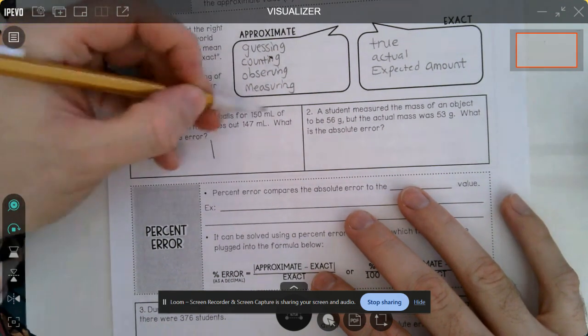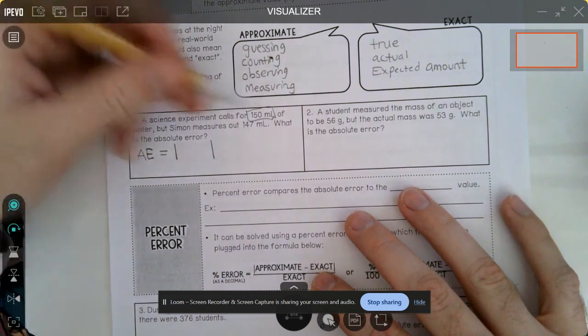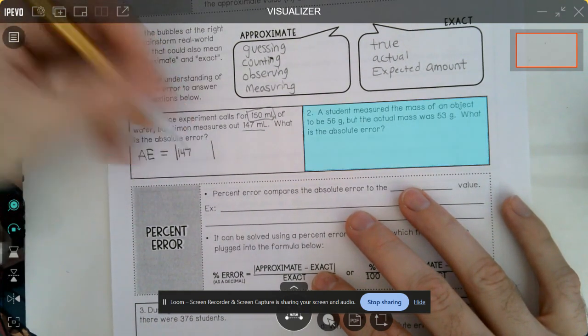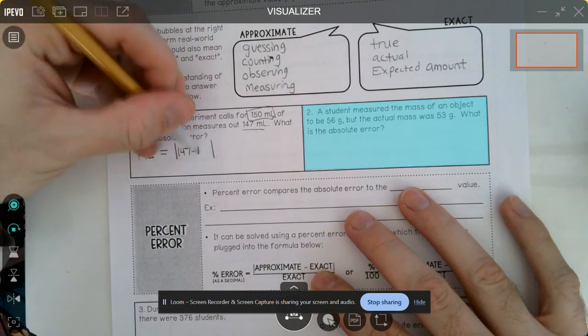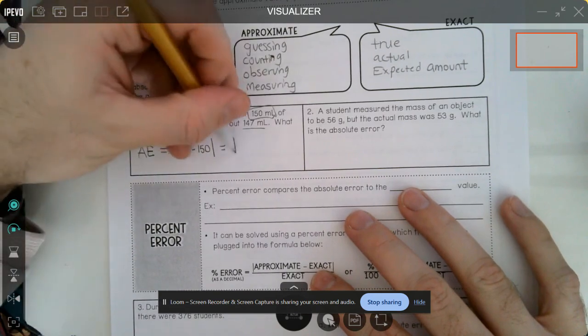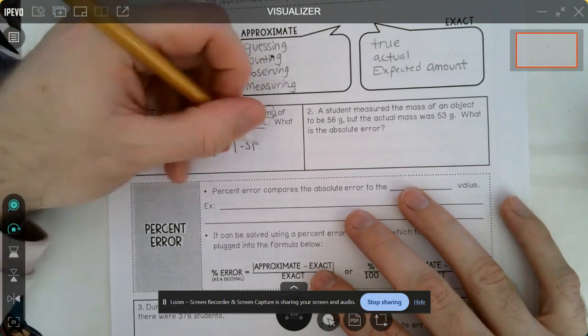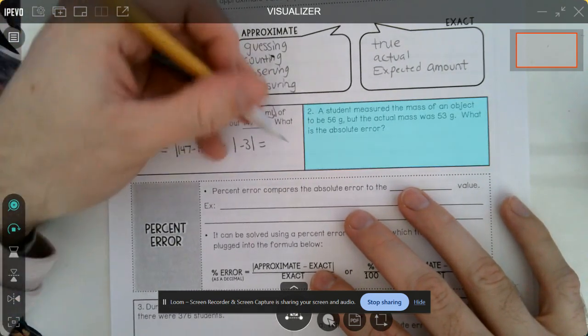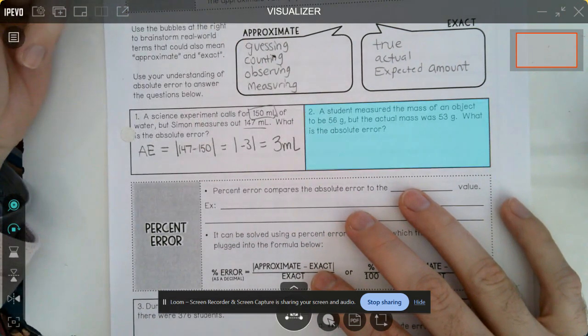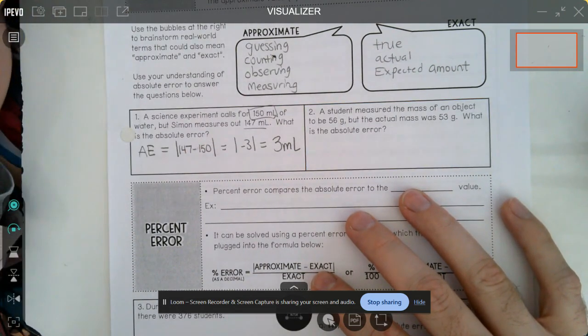So we need 150 milliliters in this problem, but we measured 147. So the approximate value is 147 minus what we needed, which is the exact amount, which is 150. Subtract those, and you get the absolute value of -3, which we know absolute value is always positive. So this turns into 3. And we want to make sure we keep our units. So this is 3 milliliters. So our absolute error in this science experiment is 3 milliliters.